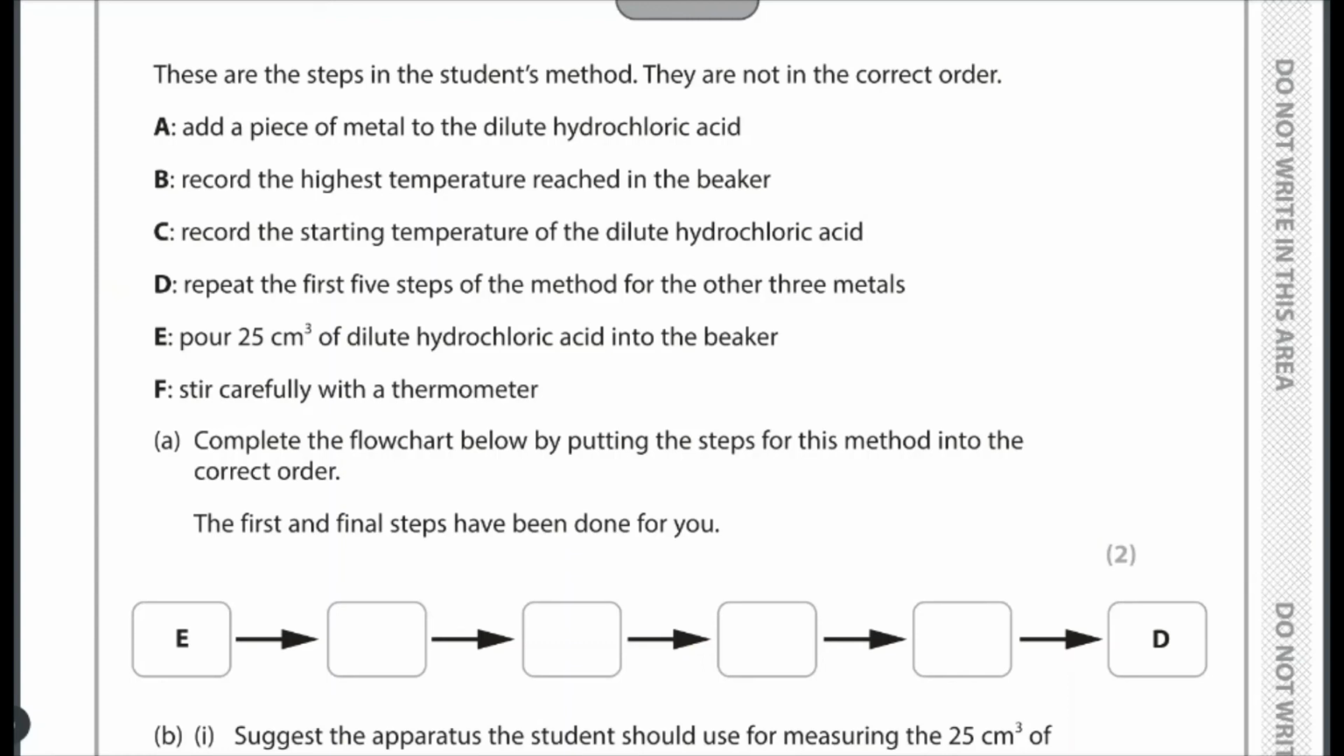So they have given E and D, so we'll cut out that. Pour 25 cubic centimeters of dilute hydrochloric acid into the beaker, that's given. After that, we can say record the starting temperature of the dilute hydrochloric acid, so it has to be C. Then add a piece of metal, that's A. After that, stir carefully with the thermometer, F. Then we can say record the highest temperature, B.